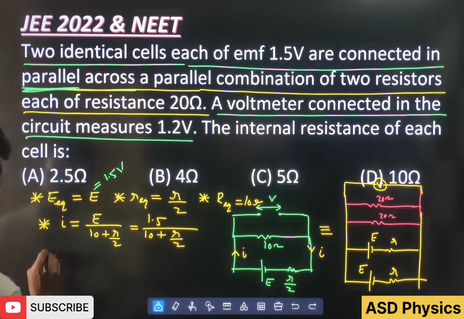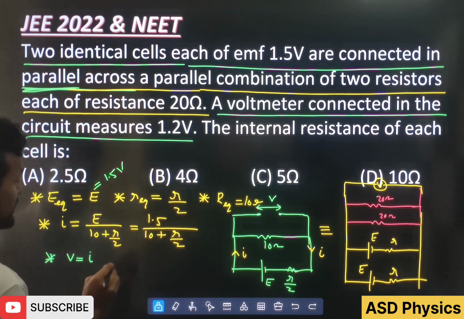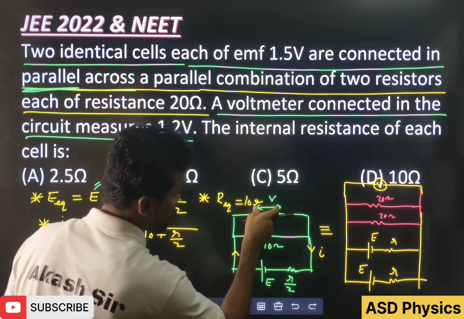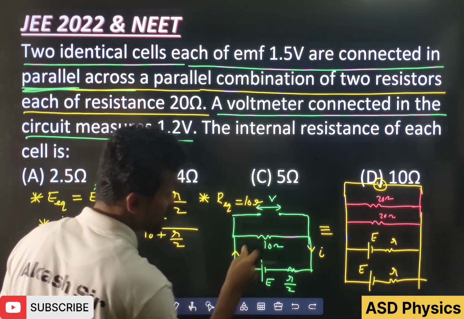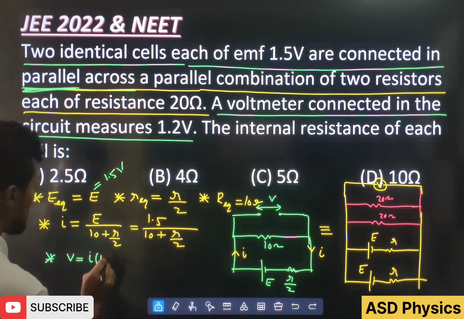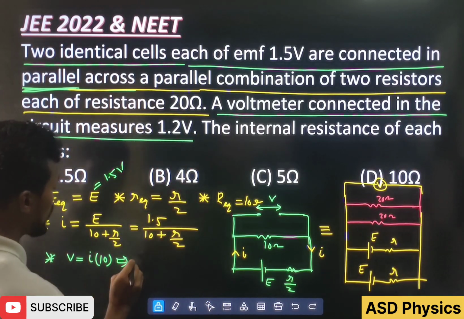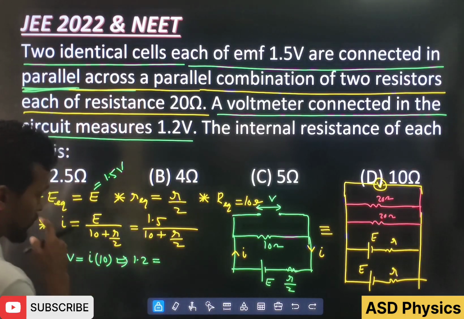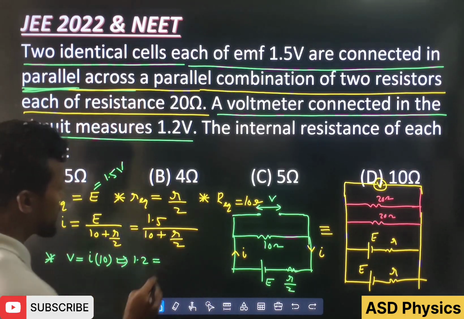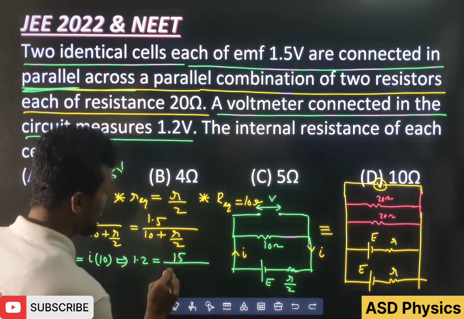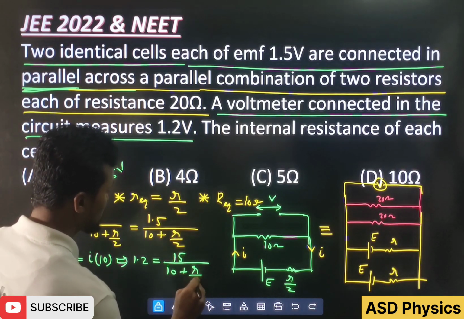Now after that, what will happen here? You know very well, this V equal to I, no? V equal to I, no? This voltage and here voltage will be same. So I into 10. Is it? So let's simplify this here. Voltage, how much is given here? Here the students say 1.2. So see, 1.2 is equal to I into 10. So 10 into 1.5 means 15 by 10 plus R by 2.